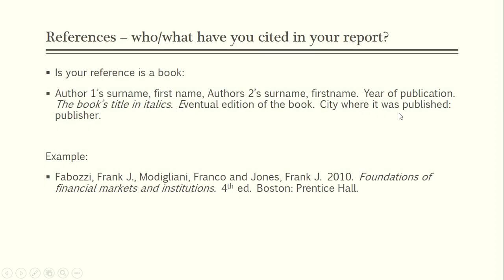And the city where the book was published. And then you give the publisher at the end. An example is found down here. You have a last name and a first name, consisting of two parts. Last name and a first name, last name and a first name. A year, the title is given in italics, then we write the edition of the book, and then it was published in Boston by Prentice Hall.